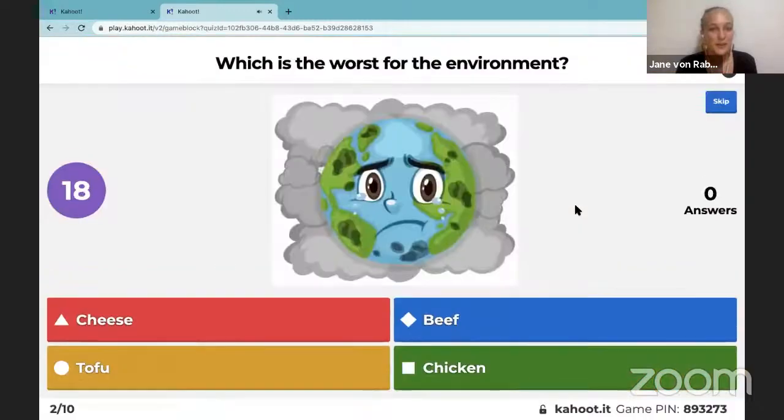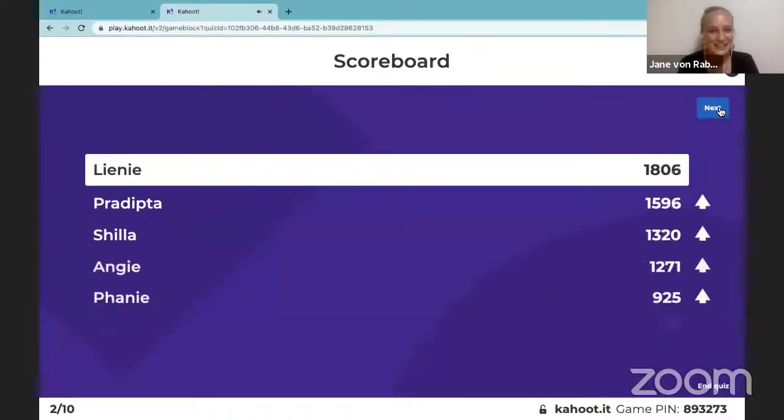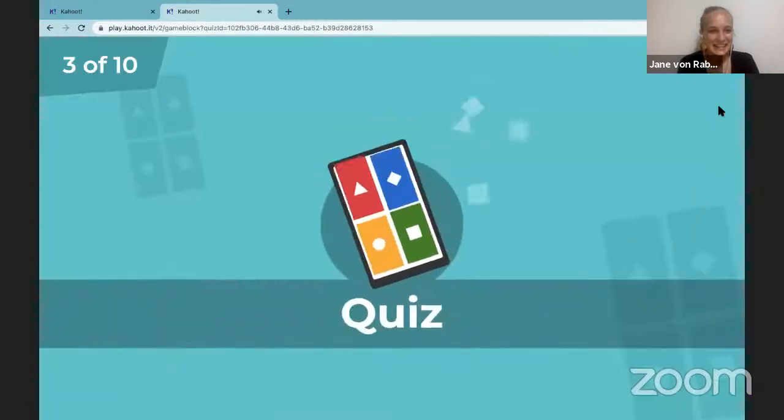Which of the following is the worst for the environment? Cheese. Oh my God, I hope it's not cheese. I love cheese so much. Beef, tofu, or chicken. I'm literally so obsessed with cheese. I think as a German, it's very hard to give up. Cheese for me is mama. It's beef. Great, most of you got this right. Leni is leading.